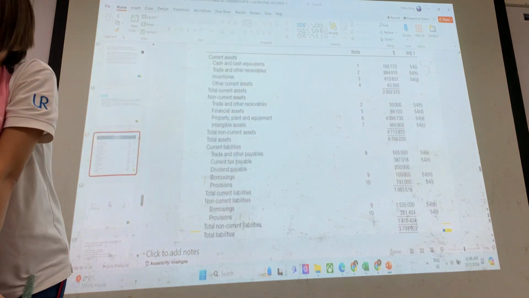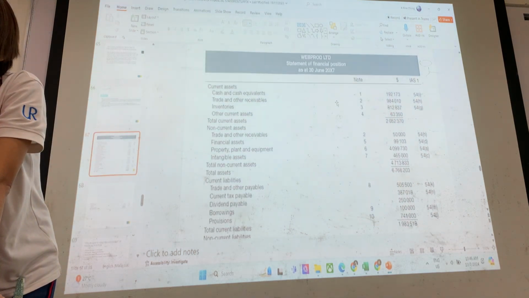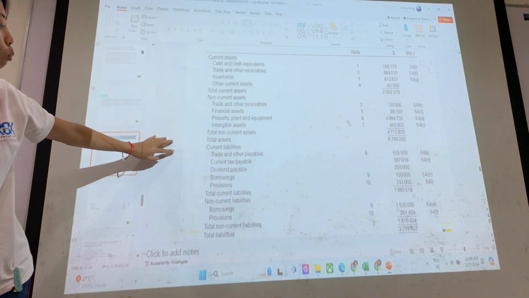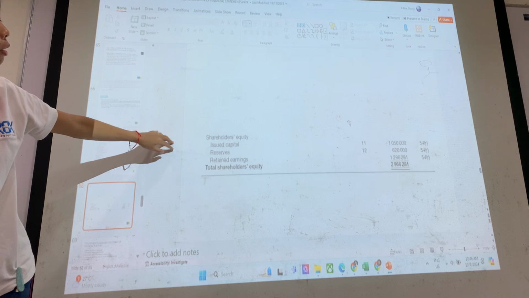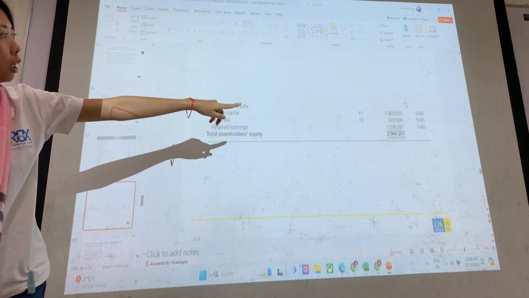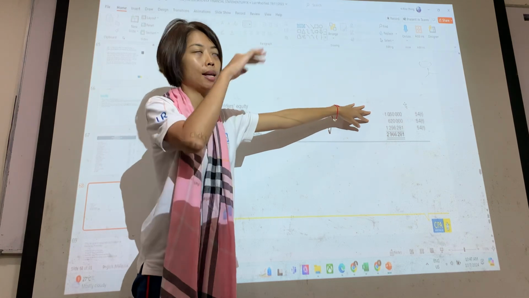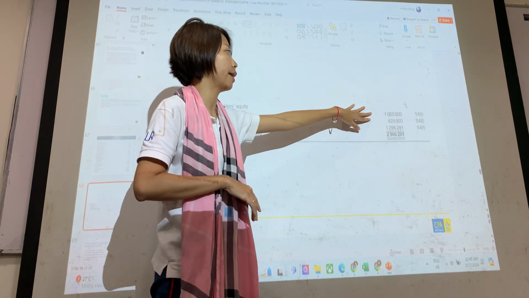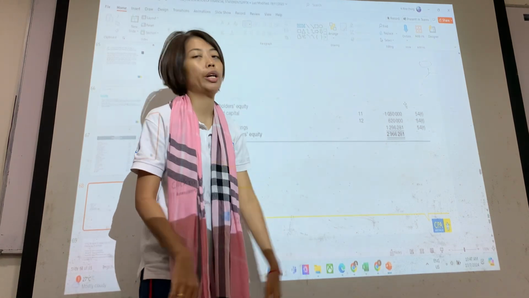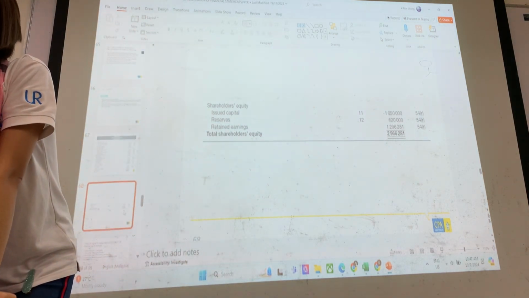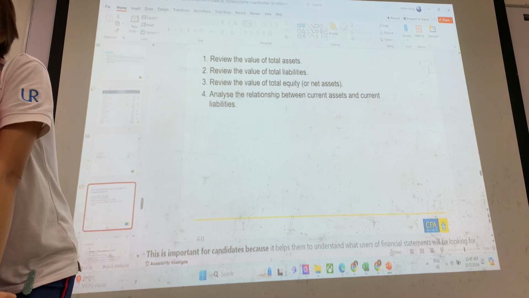So in slide 67, the statement of financial position, this number will be the same as your statement of changes in equity, the last row, last line item. Total is 2.966 million.